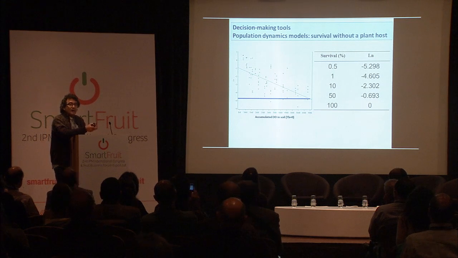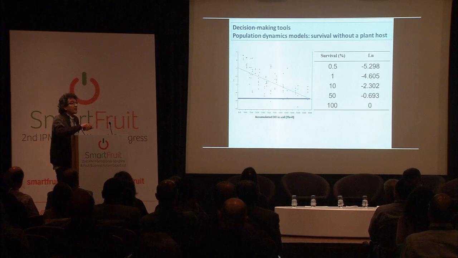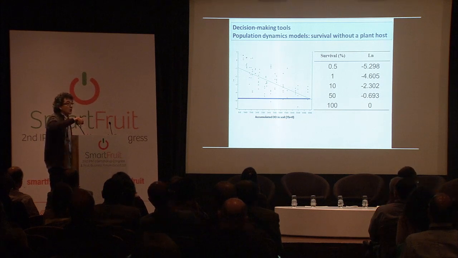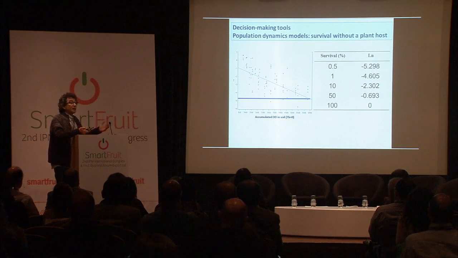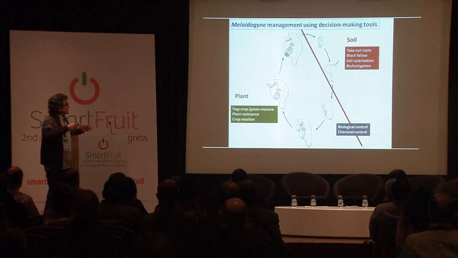What happens to the nematode when there are no plants? The young nematodes that are in the soil will survive according to the accumulation of reserves they have, and these are used up according to the soil. So if there are reserves, the nematode population will grow, and these models allow us to predict the growth in population without a plant host.